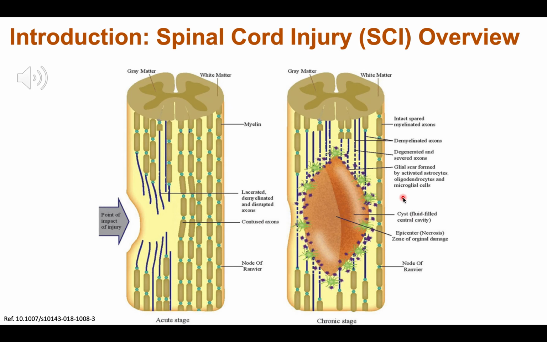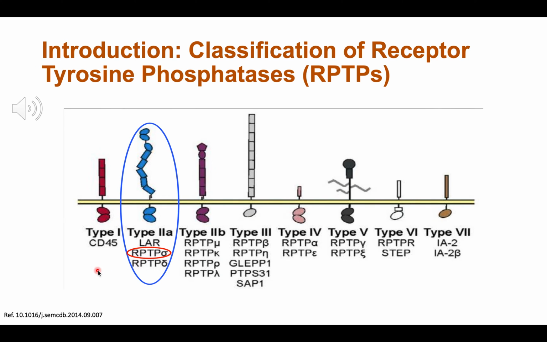One of the many receptors that interacts with the inhibitory molecules secreted by the glial scar are receptor tyrosine phosphatases, also known as RPTPs. RPTPs are important mediators of signal transduction of the plasma membrane and play a role in many events, including cell growth and proliferation and neural development.